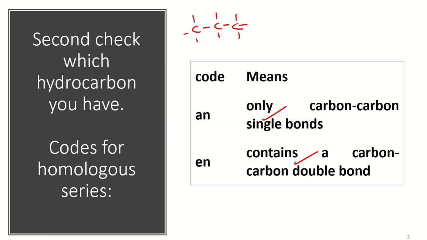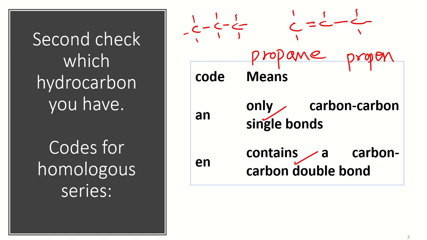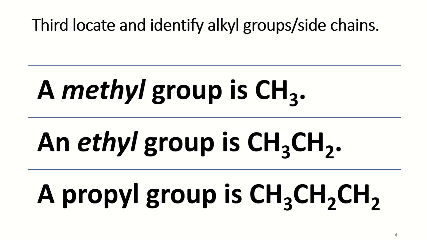Now, if we look at this one beside it, this is also 3 carbons. So these are both going to be prop, so they're going to have a prefix of prop. This one on the left only has single bonds in it, so it's an -ane. The one on the right, if you look at it, has a double bond in it, so it's an -ene, and they're both hydrocarbons. This is an alkane and the one on the right is an alkene. So we have propane on the left, a 3 carbon alkane, and propene on the right. So that's the next thing you would do: check for double bonds, check for only single bonds.